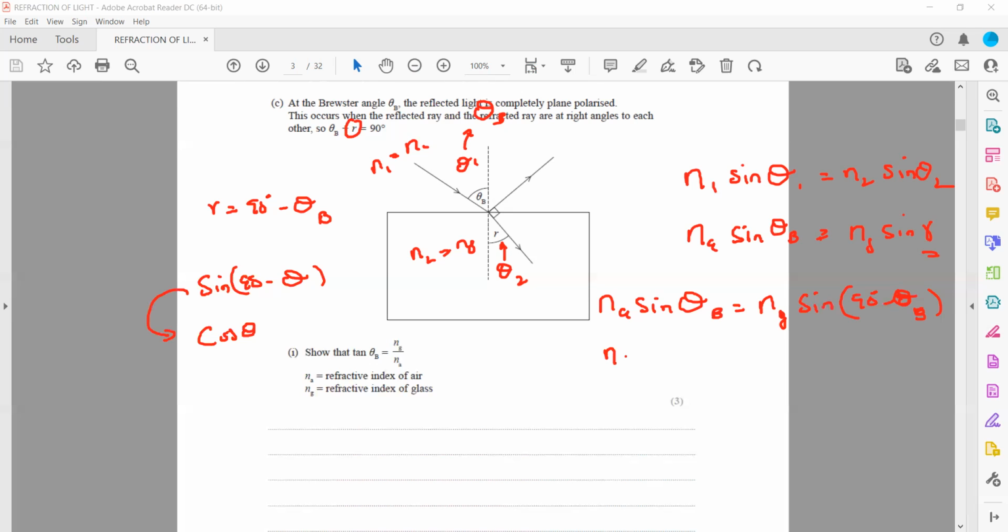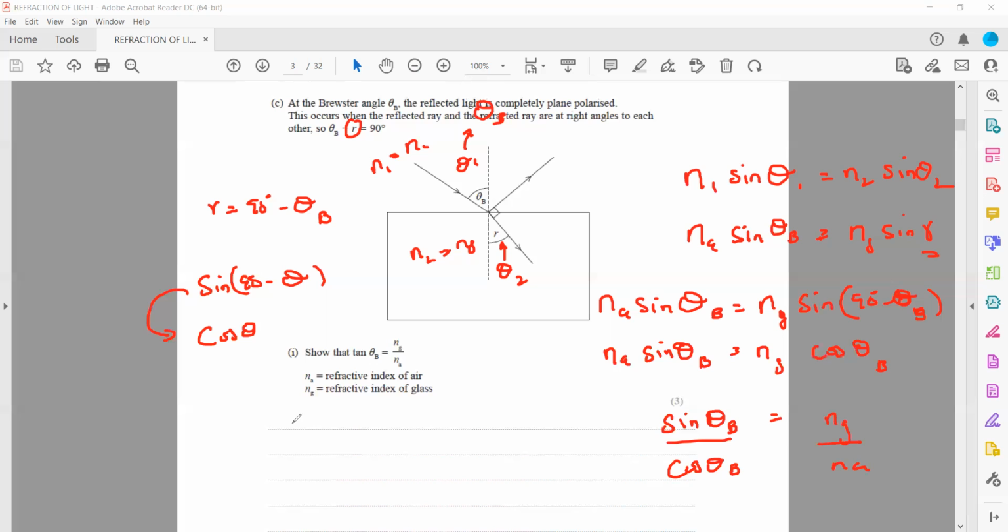So we can say n_a sine theta_B is equal to the refractive index of glass, and sine 90 minus theta is equal to cosine theta_B. When we simplify, cos theta is multiplied on one side, so it will be divided on the other side. So it will be sine theta_B divided by cosine theta_B is equal to refractive index of glass divided by refractive index of air.